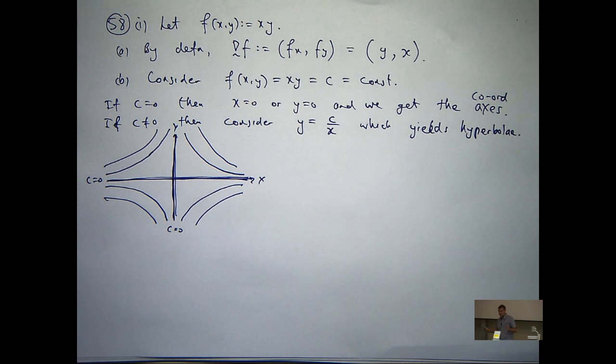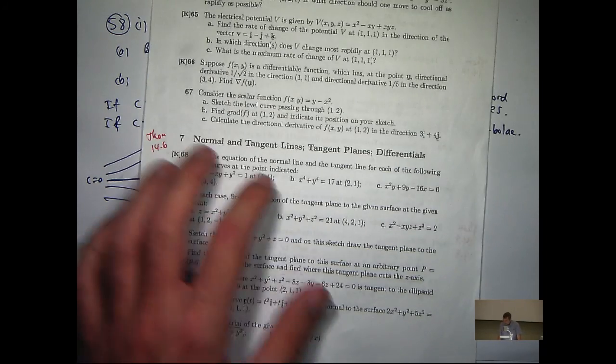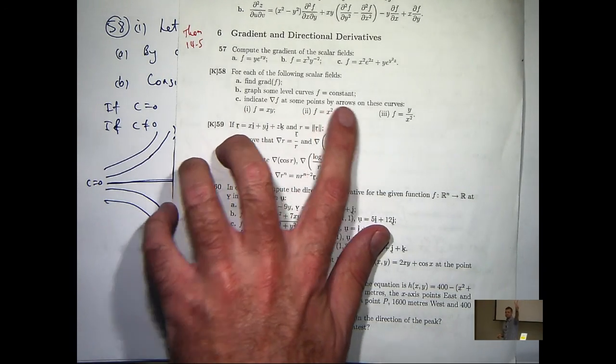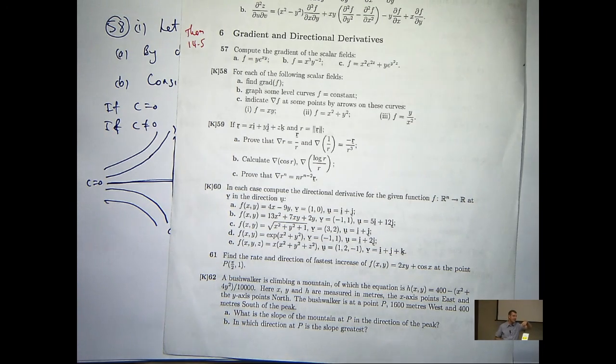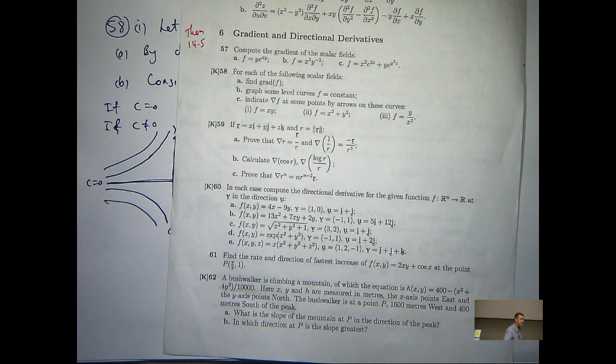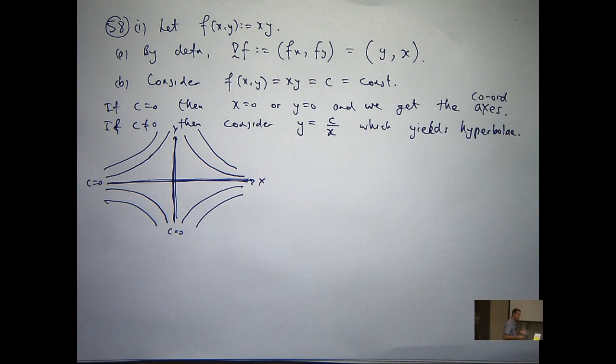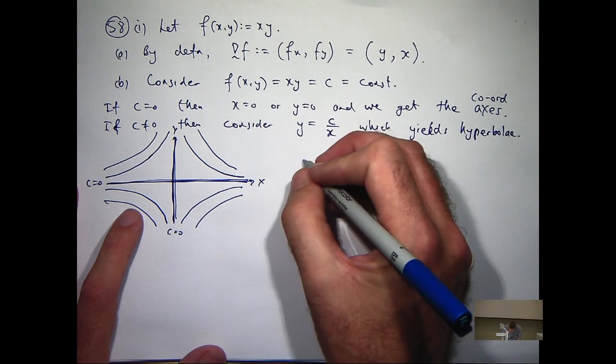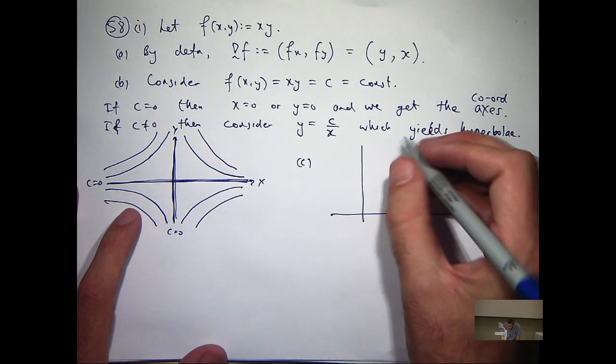Now the final part of the question, part c: indicate grad f at some points by arrows on these curves. So you've got a vector field here, and you want to draw in the associated vector at some point on the curve. I'm actually going to choose a simple case, so I'm just going to redraw this.